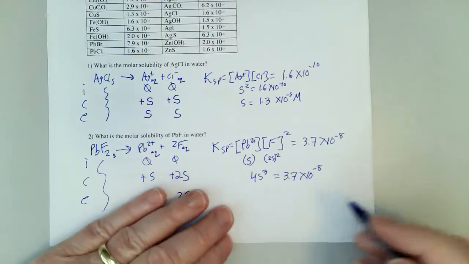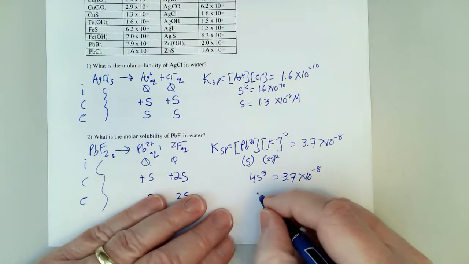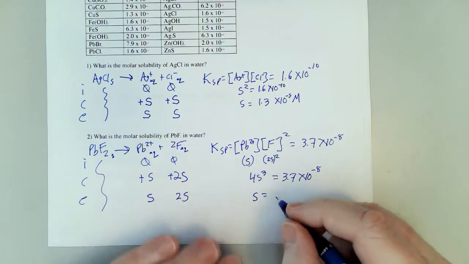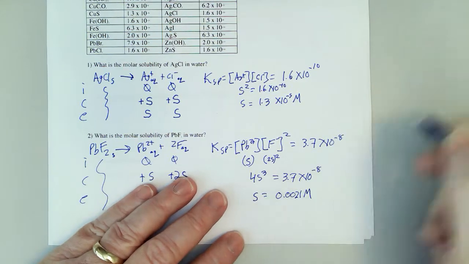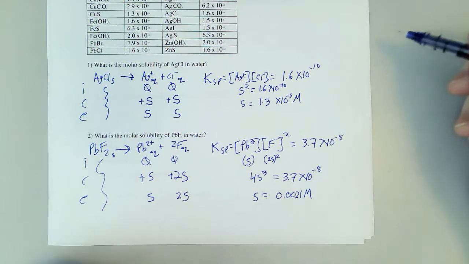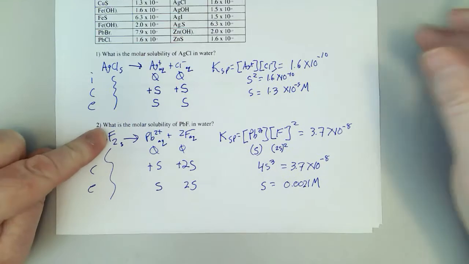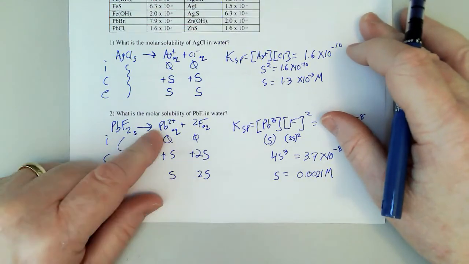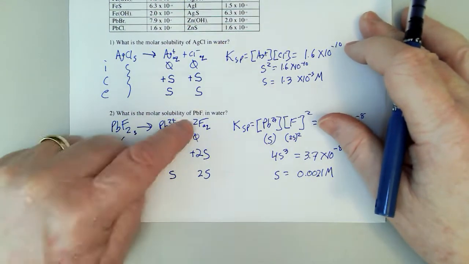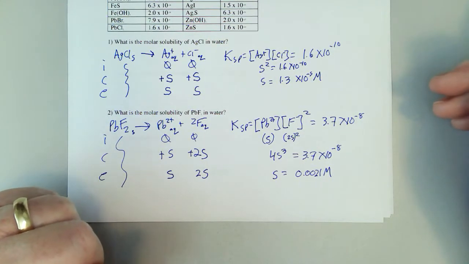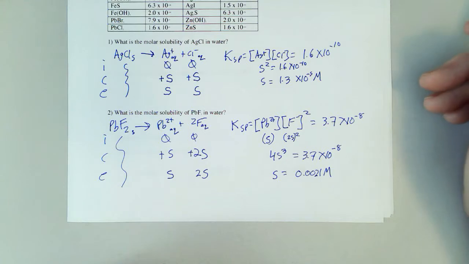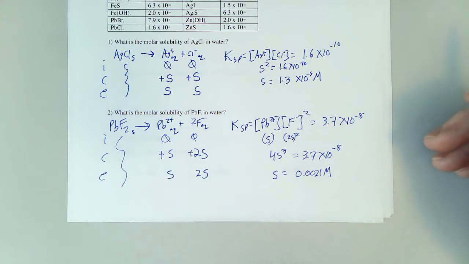So I can solve this pretty easily on a calculator. S equals 0.0021 molar. And I can use that number to figure out how many moles of this dissociate, or what's the concentration of Pb2 plus, or what's the concentration of F minus. There's a lot that I can do with that. Okay, let's leave that on screen for you for a minute.